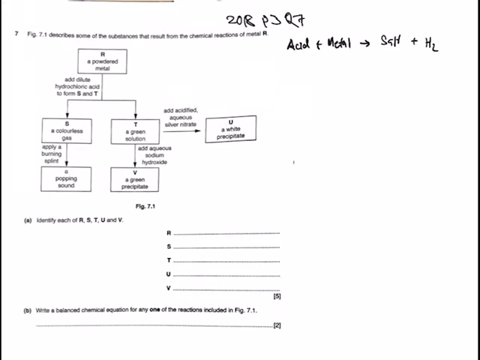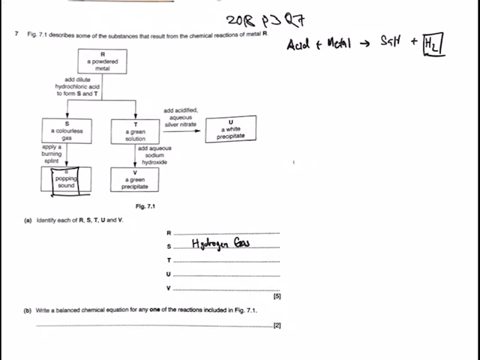So we break it down to S and T. After R is added to hydrochloric acid, S and T are formed. S is the colorless gas, and when you apply a burning splint, you hear a popping sound. So we can confirm this is hydrogen gas.